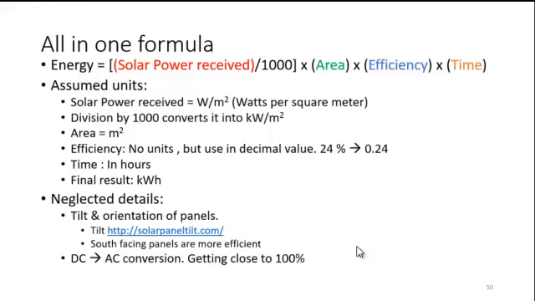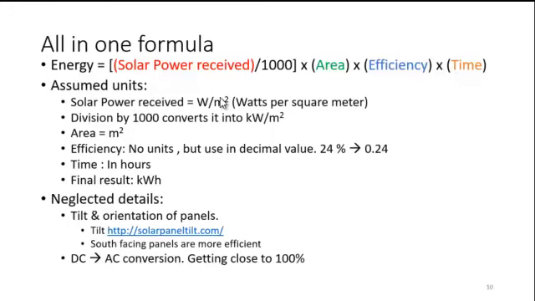So if we try to put everything into one formula, if you wanted to see that in just one big step, then the energy produced by the solar panel is the product of how much solar power the panel receives, divided by 1,000 to convert that into kilowatts, multiplied by the area, then multiplied by the efficiency, and multiplied by the time. You could obviously multiply them in any order you want. As long as you multiply those four terms together, then you should be fine.